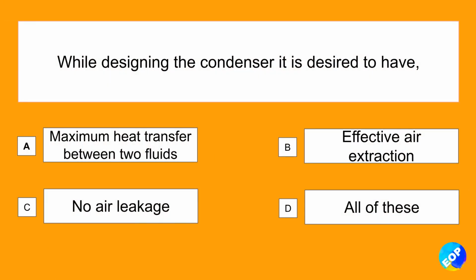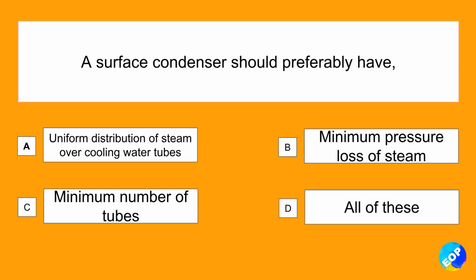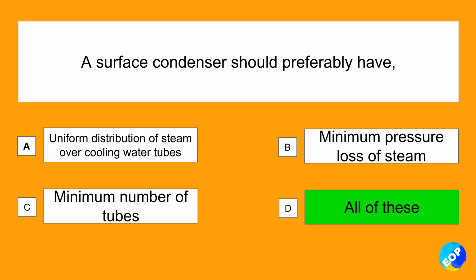For our next design question, while designing the condenser, what is it desired to have? The goal is to achieve all of these: maximum heat transfer, effective air extraction, and no air leakage. Next, a surface condenser should preferably have what features? It should have all of these: uniform distribution of steam, minimum pressure loss, and an optimal number of tubes.